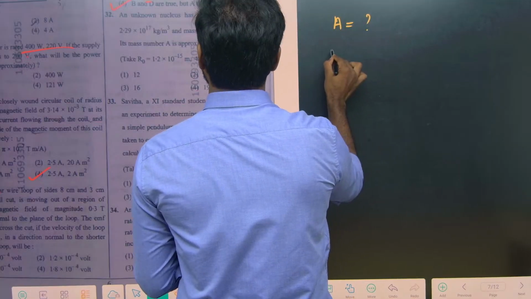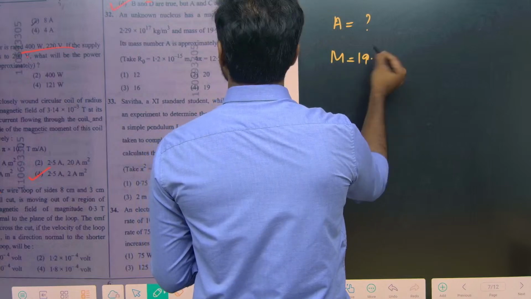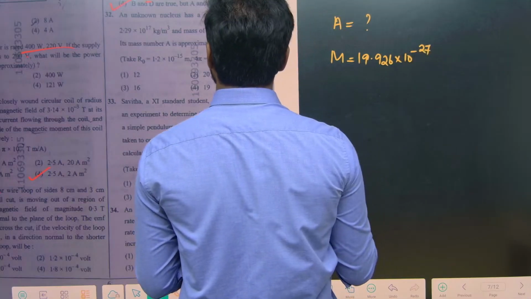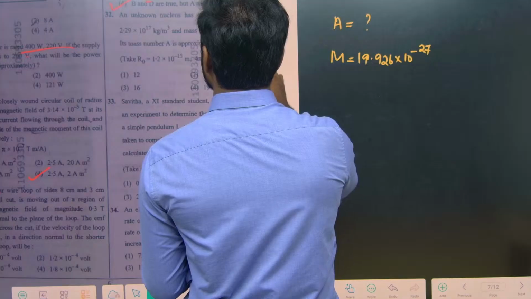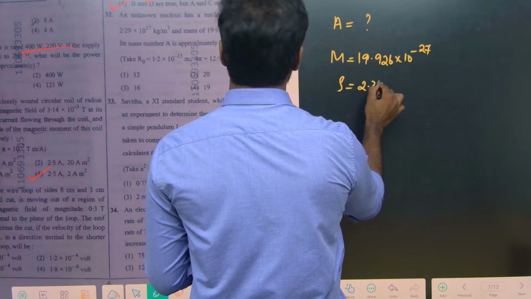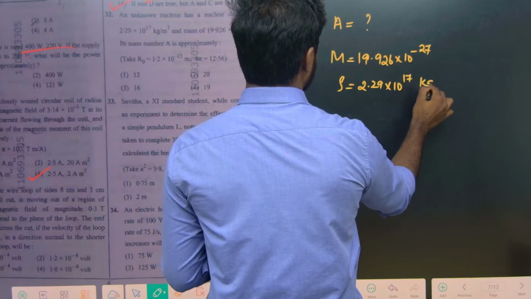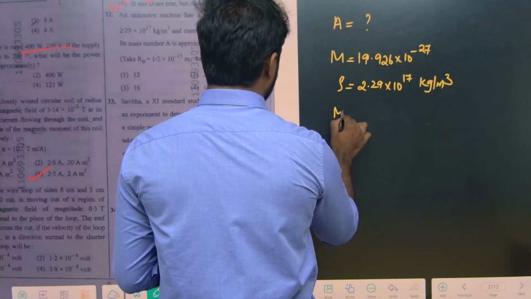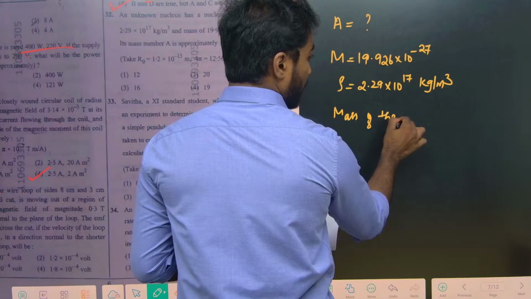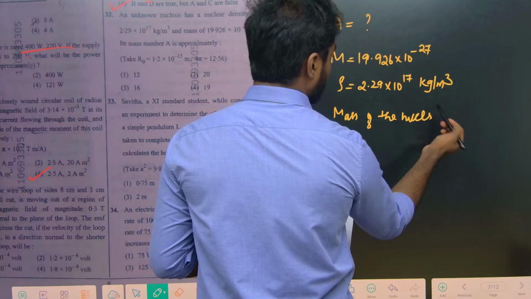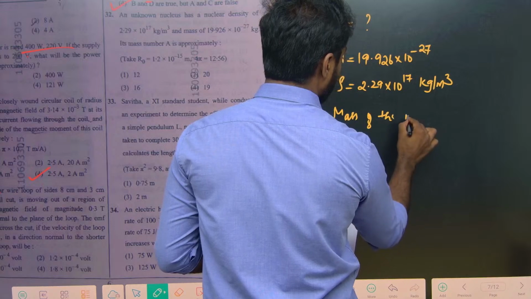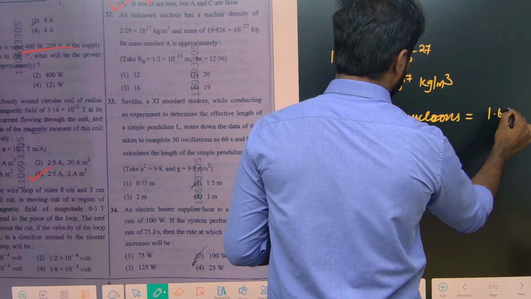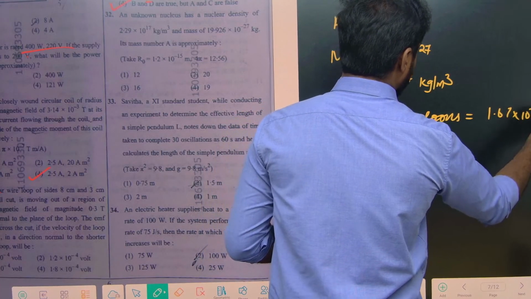So what is given: capital M is equal to 19.926 × 10^-27, and nuclear density is equal to 2.29 × 10^17 kg per meter cube. See, mass of a nucleus is directly proportional to the mass number, and it is 1.67 × 10^-27 kg, the mass of the nucleon.